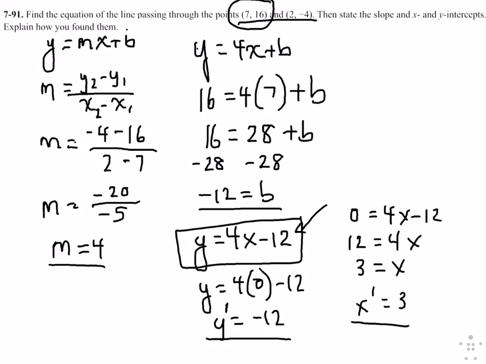It would be located at 3, 0, but the actual x-intercept is the x-coordinate of the point. So this is the equation of the line, this is the y-intercept, and this here is the x-intercept.